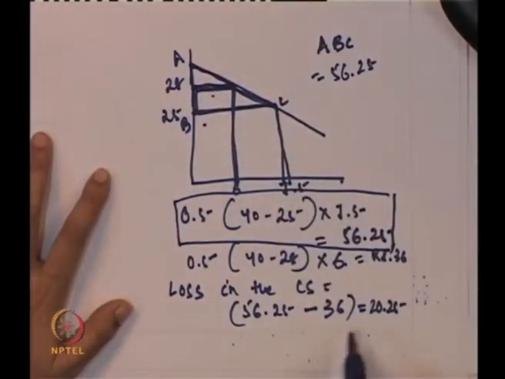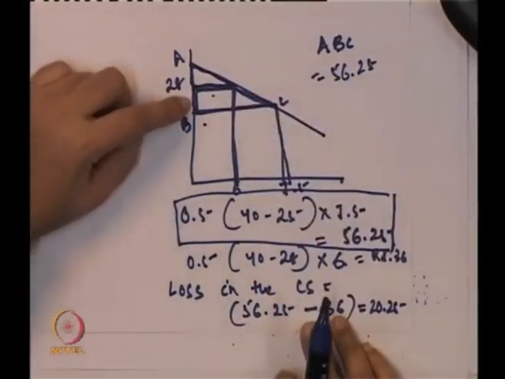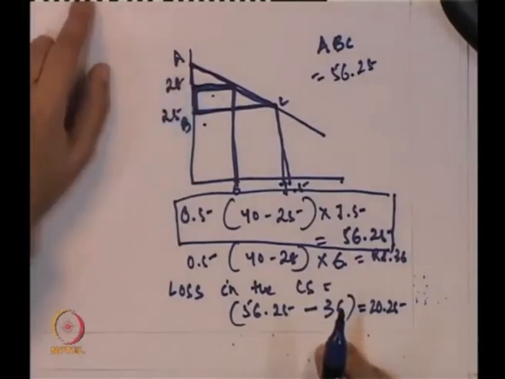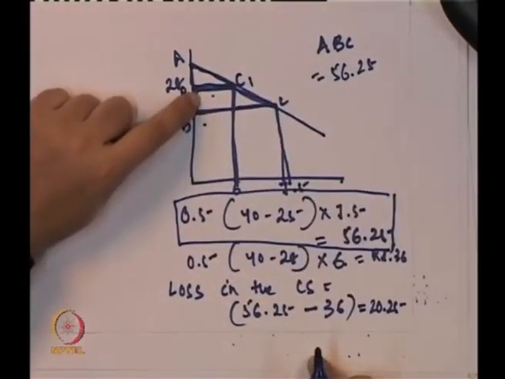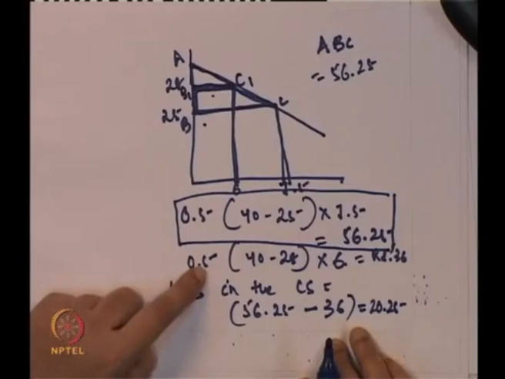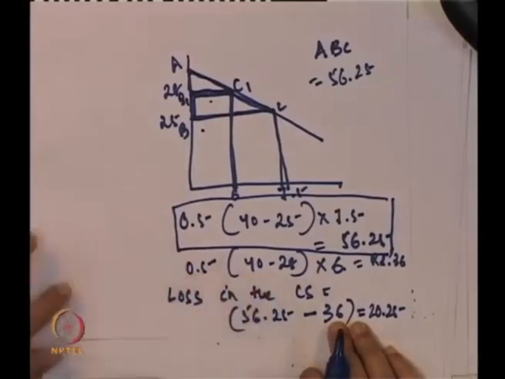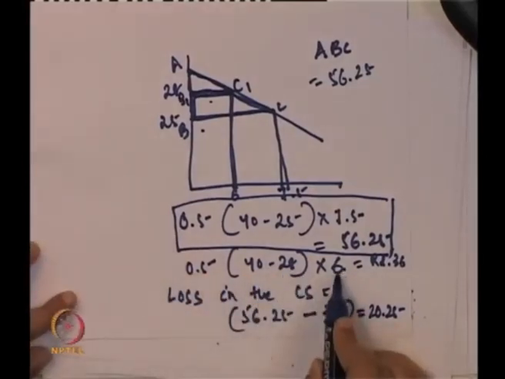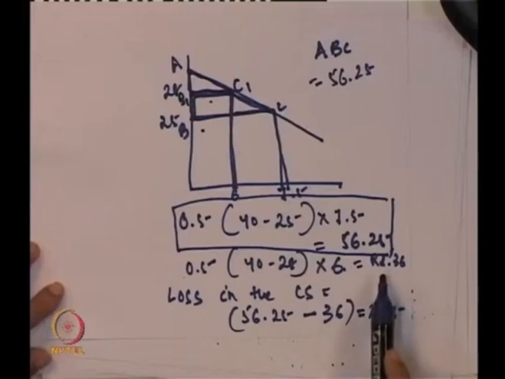So the loss in the consumer surplus, how to find out? If you find out the area of consumer surplus before the change in the price, and the area of consumer surplus after changing the price? So after changing the price, A, B1, C1 is the new consumer surplus. How to find out the value for this? Again the same formula for a triangle, that is 0.5 multiplied by base into price. So, 40 minus 28 is the price and 6 is the base, that leads to 36. And in this case the difference between the consumer surplus is 56.25 minus 36 leads to 20.25.